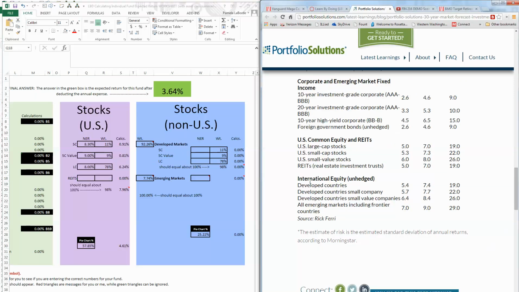For international equity or stocks, for developed countries' small caps, they call them small company, but it's really small caps. That's this cell. So 5.7 plus 3 gives me 8.7. Small cap value for developed countries, 6.4 plus 3 gives me 9.4. And for large cap, they didn't label it large cap, but that's what this particular row is. 5.4 plus 3% inflation gives me 8.4. And then all emerging markets, 7% plus 3 gives me 10.